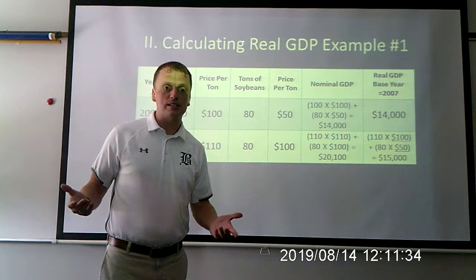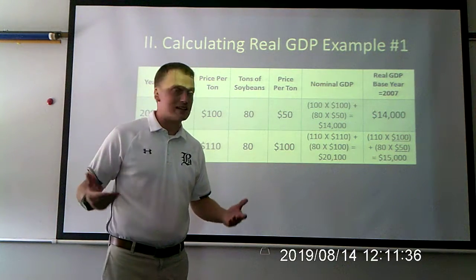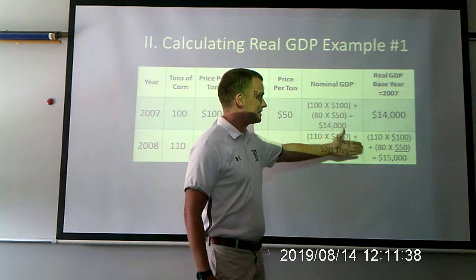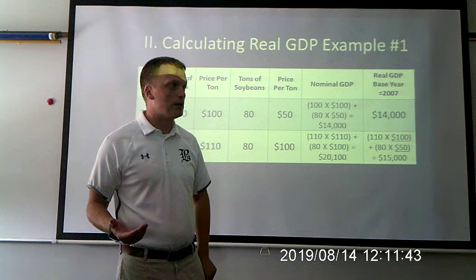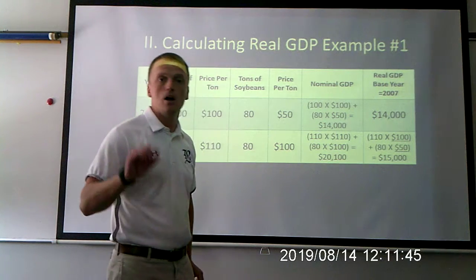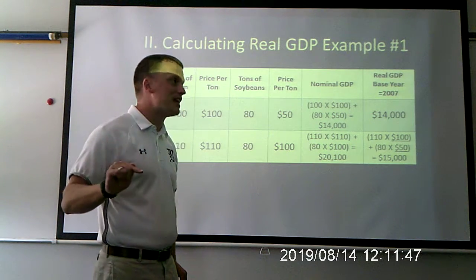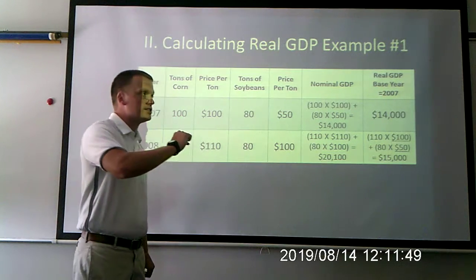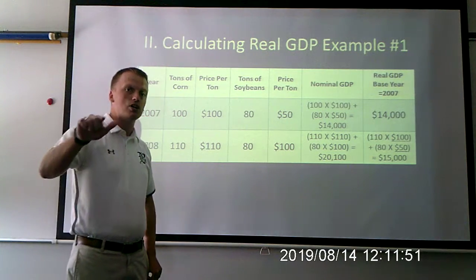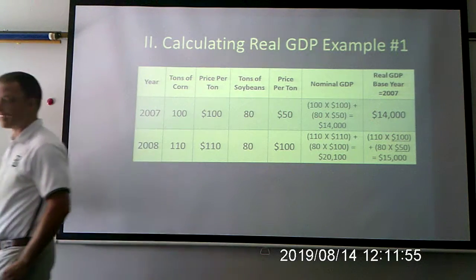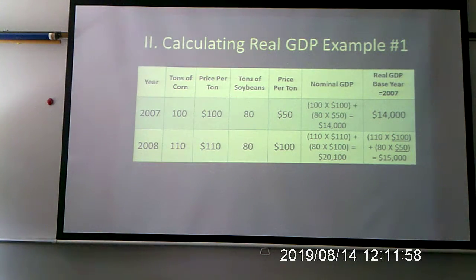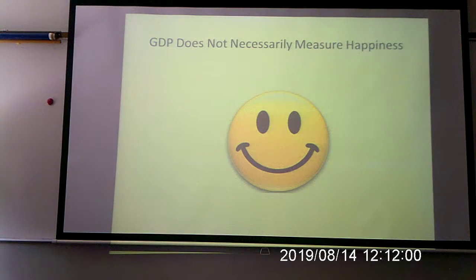Now, did we still see an increase? The answer is yes. 14,000 is less than 15,000. We saw an increase even with real GDP between those 2 years. But was it as pronounced as nominal GDP suggested? The answer is no. That was not the case. Okay, so we've got to move on.